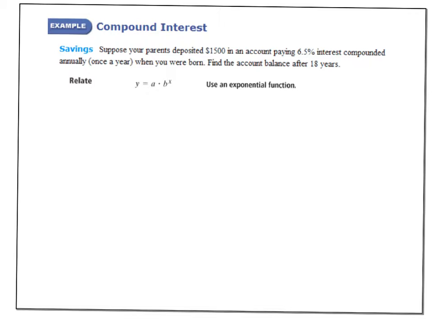So it can pay to put money in a bank. Suppose your parents deposited that $1,500 and the bank said they're going to pay you 6.5% interest compounded annually. That means they're going to pay you interest one time a year. We're supposed to find the account balance after 18 years. So this is an exponential growth model idea, and here's our basic exponential function. And we know now that all we need to do is replace that b with 1 plus r, and instead of an x, I'm going to use the variable t to represent time.